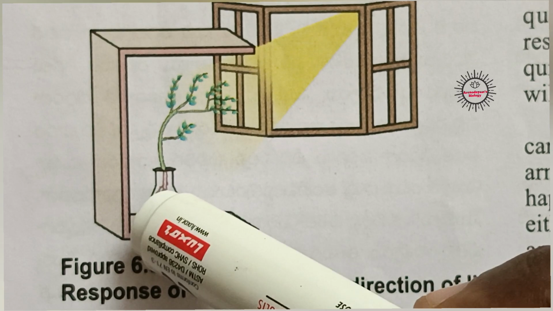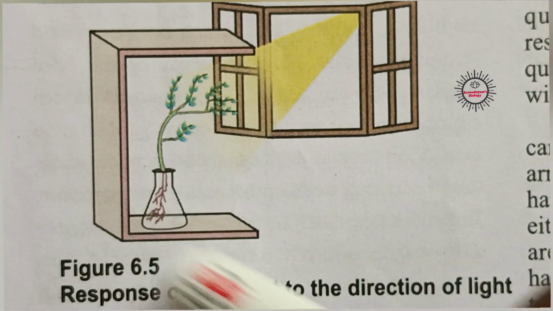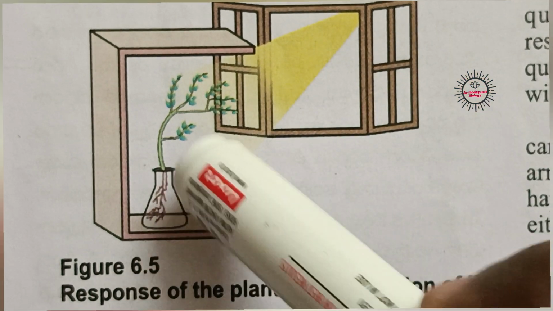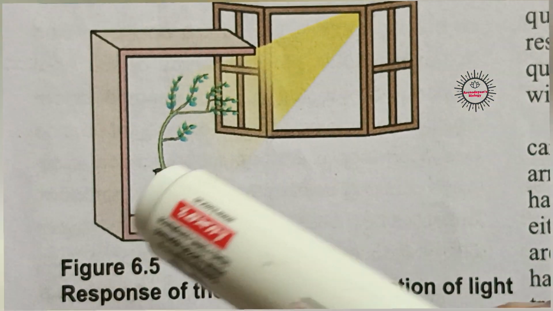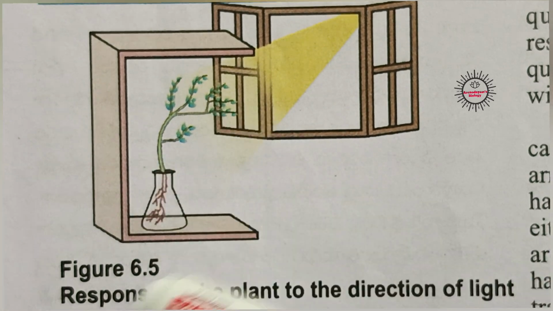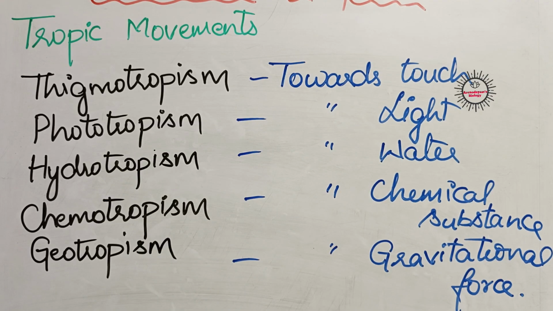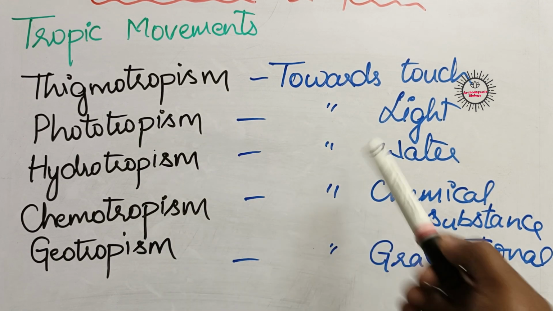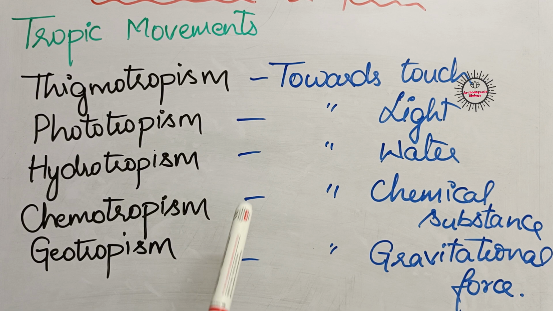And the roots are growing away from the sunlight. Even though we changed the direction of the conical flask, the roots are still growing away from the sunlight. That means they are showing movement against the direction of the stimulus. There are five types of tropic movements in plants: thigmotropism, phototropism, hydrotropism, chemotropism, geotropism.